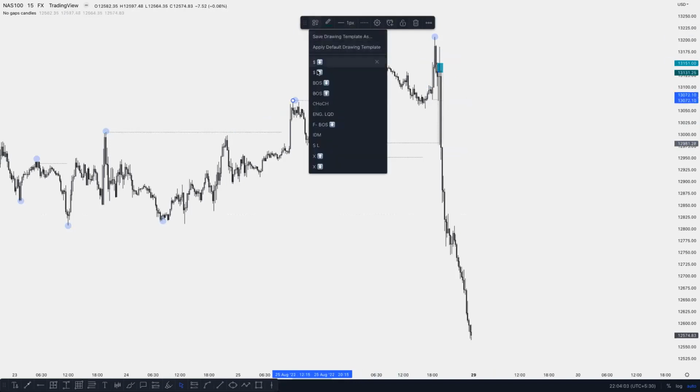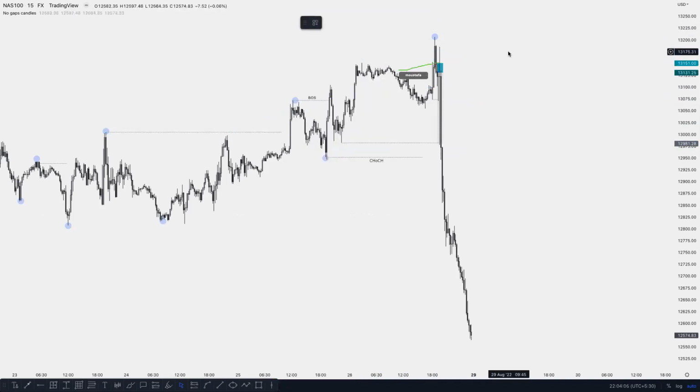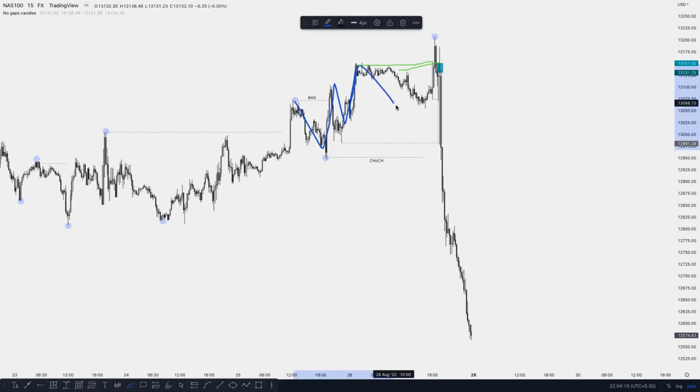Here. Okay, this one is, I think, no. Why? Because this one is a single leg. No, this one here, no. This one is not a break of structure. Our range is here. This is an internal structure, actually.